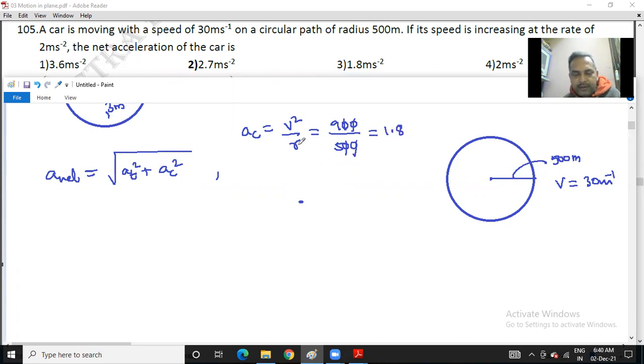Next, so the centripetal acceleration is this. Now what is the tangential acceleration? It is 2, so it will be 4 plus 1.8 whole square, which is 3.24. So root of 7.24. It is approximately more than 2, less than 3. So roughly it may be 2.7 meters per second square. Let us proceed with another question.